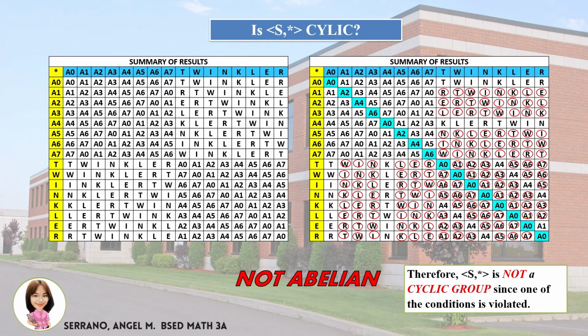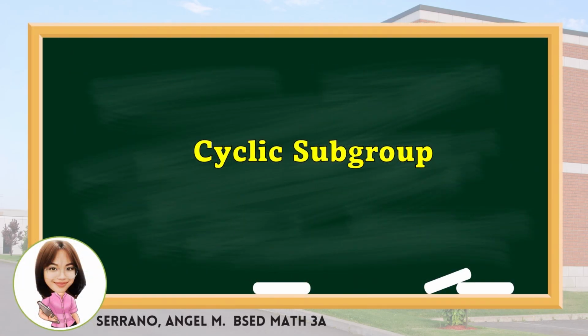So next, the cyclic subgroups. In determining whether the subgroups are cyclic, it is just similar to the conditions that we follow in the cyclic group. So it must be abelian and it must also have at least one generator.